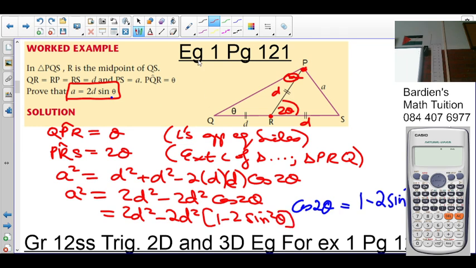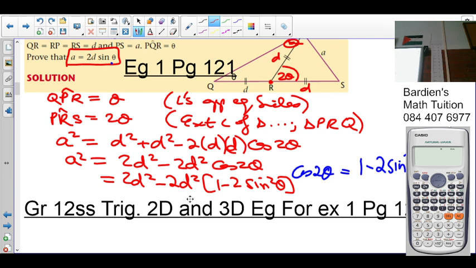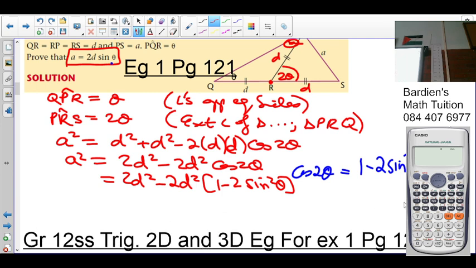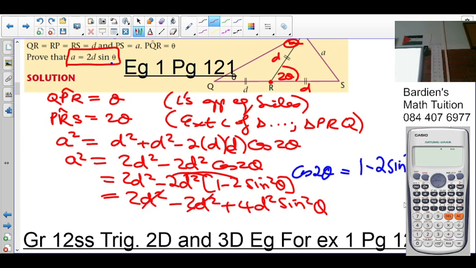See, this is a bit longer, no? We erased some stuff. So we multiply that in. It's going to be 2d squared minus 2d squared plus 4d squared sine squared theta. So what happens? That cancels. So a squared is equal to 4d squared sine squared theta. Take the square root of both sides. Remember that a has to be positive because I'm talking about length. The square root gives 2d sine theta, which is again what they are looking for.